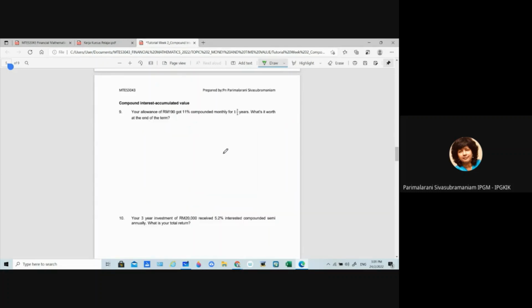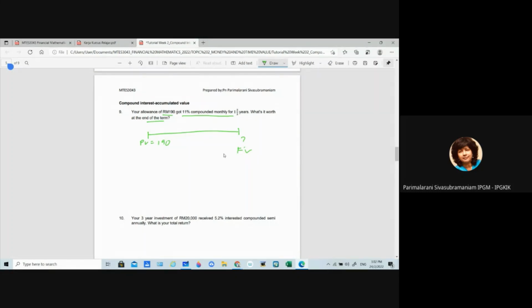Okay, question 9. Your allowance of 190 ringgit got 11% compounded monthly for 1 2/3 years. What is it worth at the end of the term? That means they're asking you future value. You want to find future value. So that means this is your present value is 190. And 11% compounded monthly. This is your K value, 11% for 1 and 2/3 years.